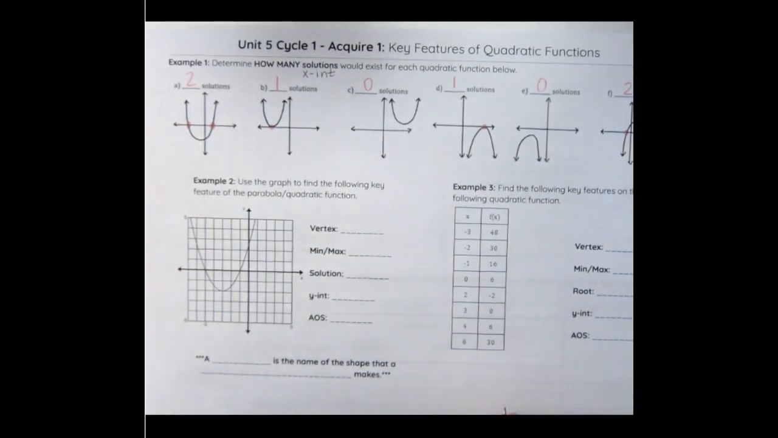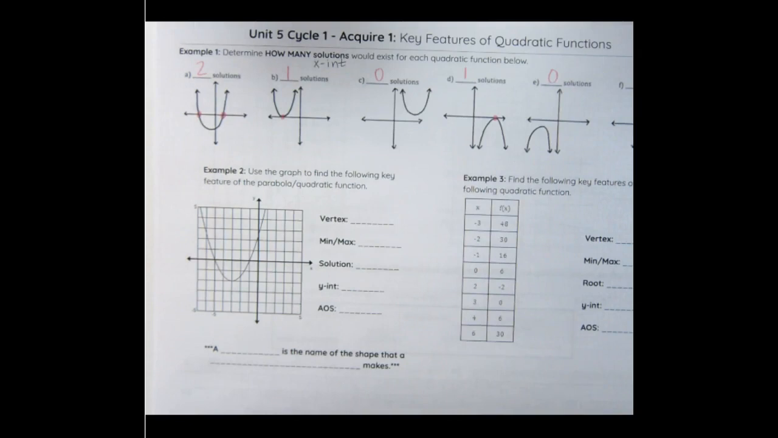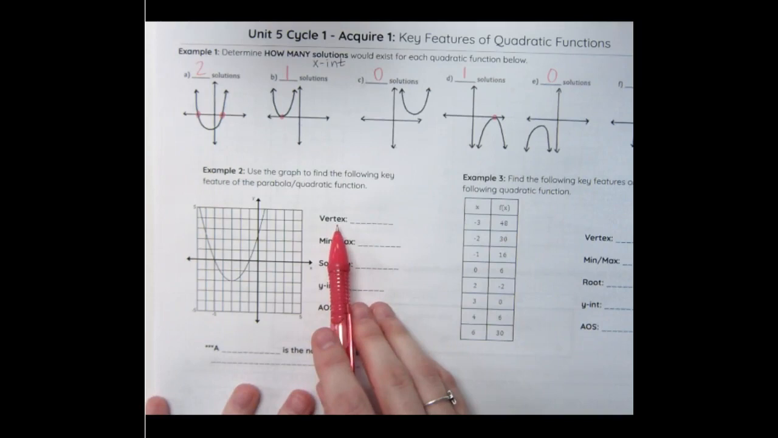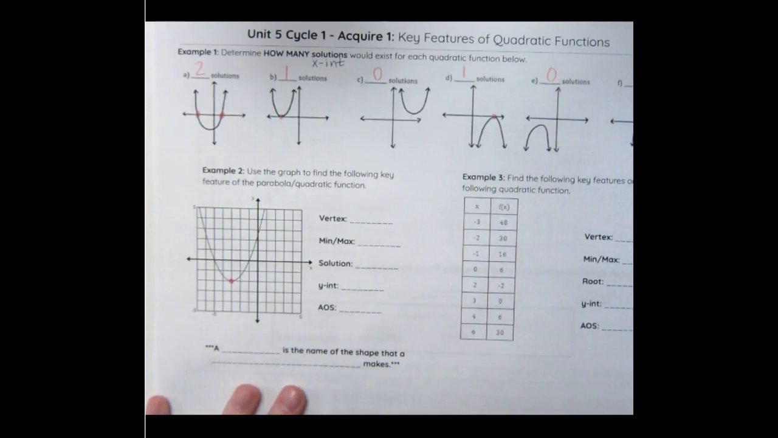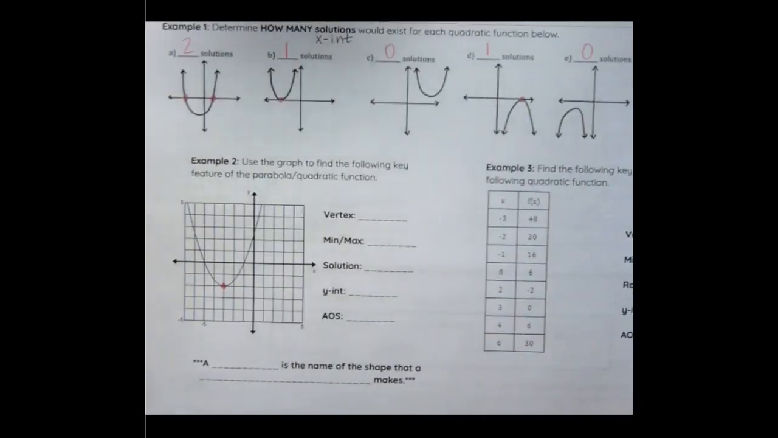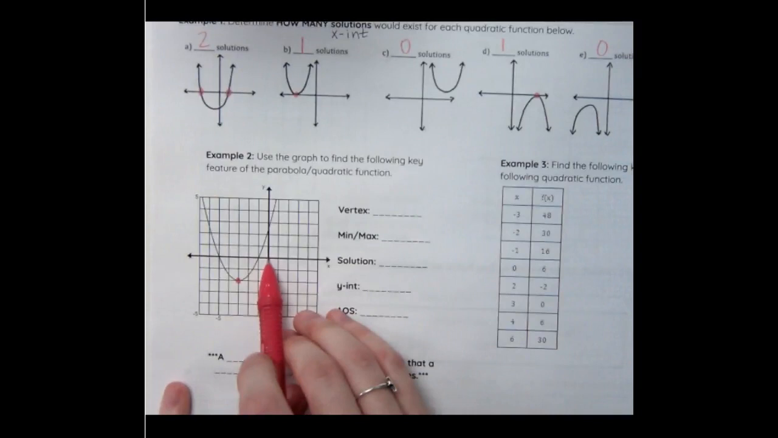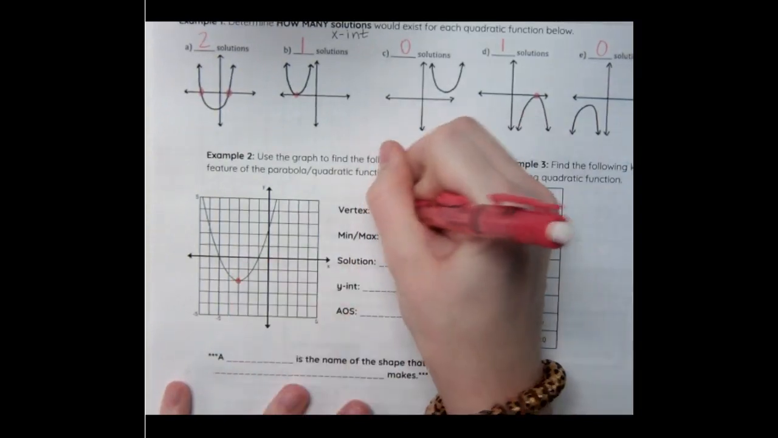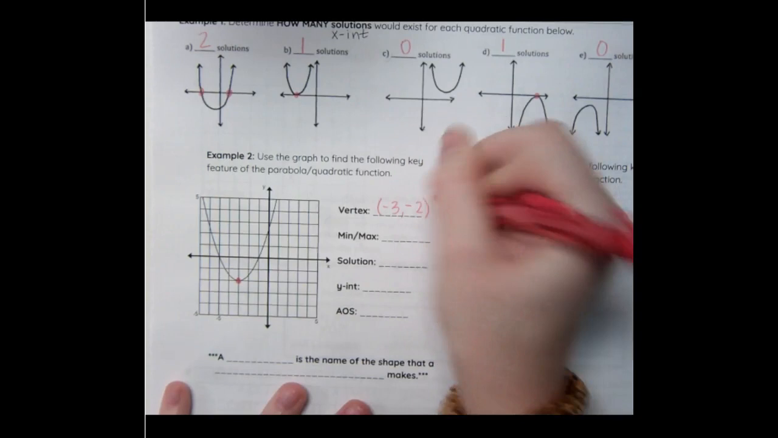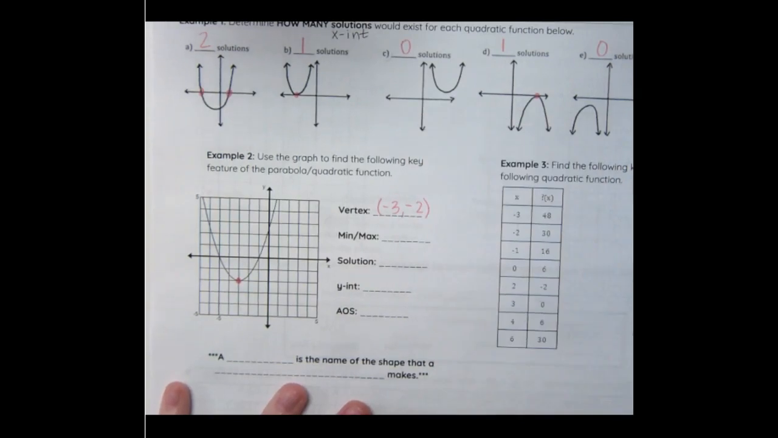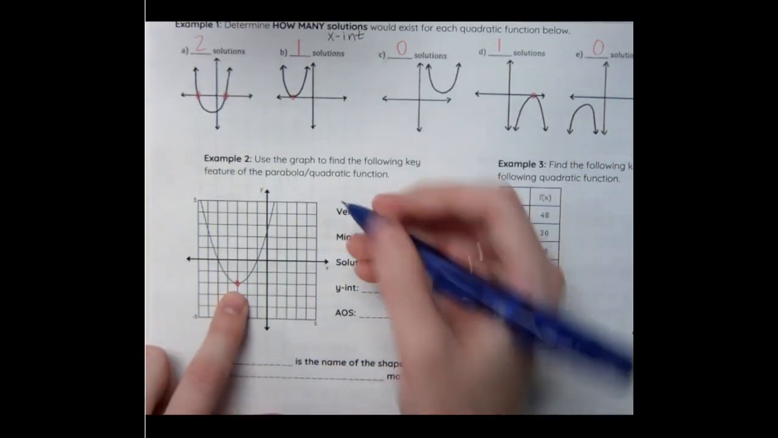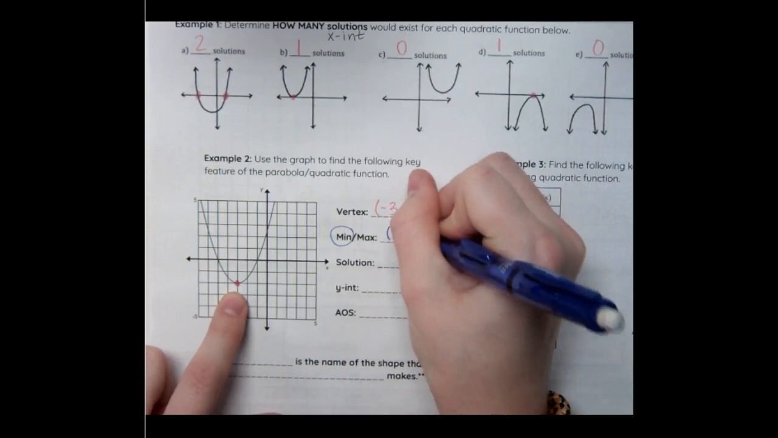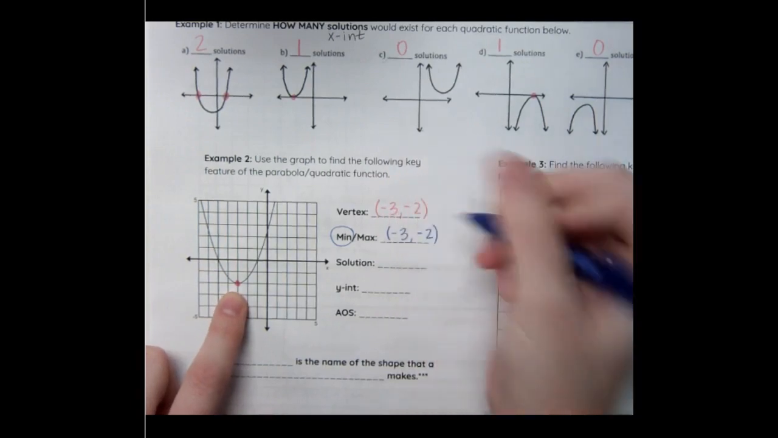So now with example number 2, we're actually going to be labeling these points and not just putting dots where they are. So remember, our vertex is the highest or lowest point. So I've got a lowest point right here. And our vertex point, if we start at 0, 0, is -3, -2. Okay, our min or max is where our vertex is. This is the lowest point on our graph, so it is the min, and it is the same as our vertex.